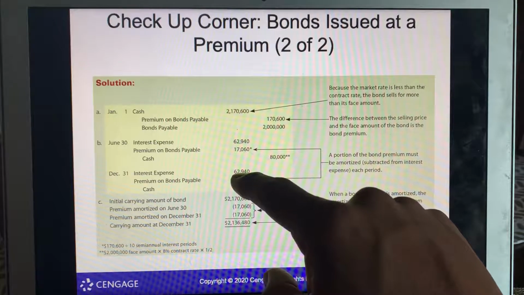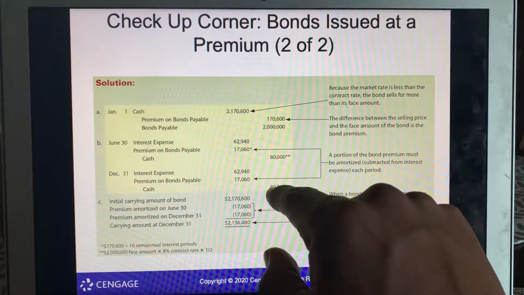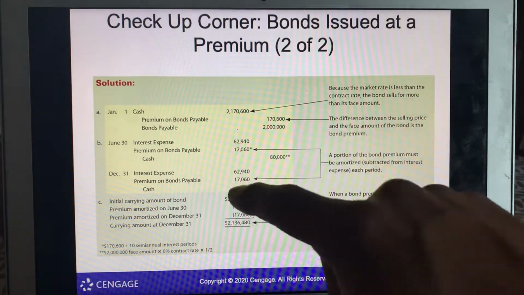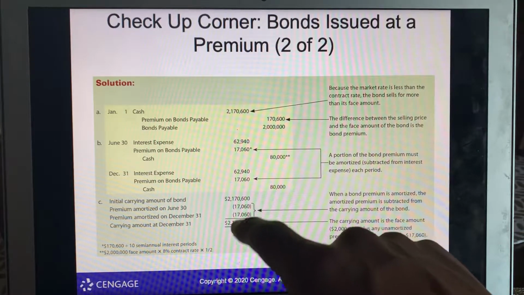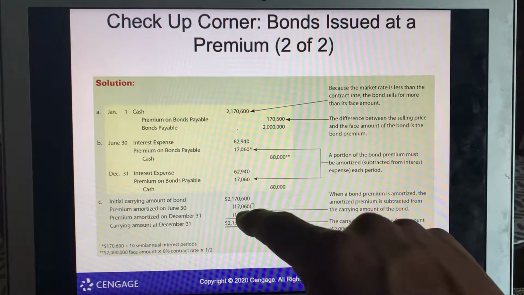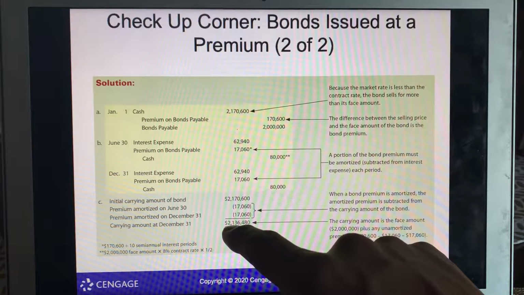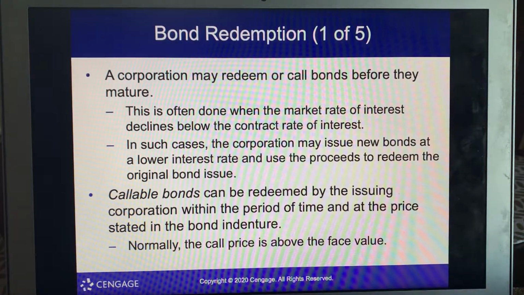Okay, so now we're gonna look at the amortization. Interest expense will be 62,940, and the bond premium payable will be 17,060, and then 80,000 as well. So our 2,170,600. Add those up as well. Don't forget, this is only a year. So we would do this each year for 5 years. So the carrying value now is going to be $2,136,480.